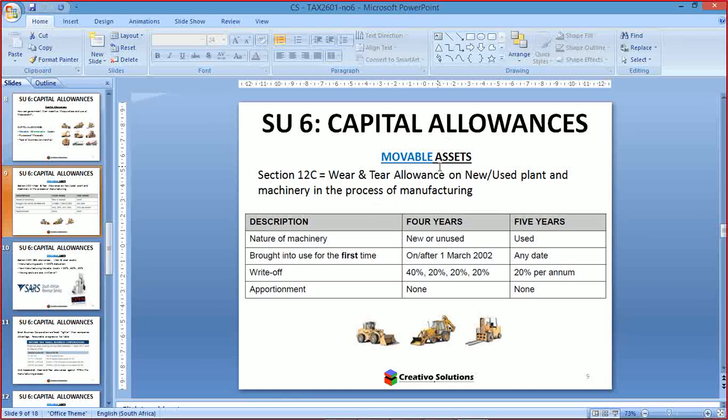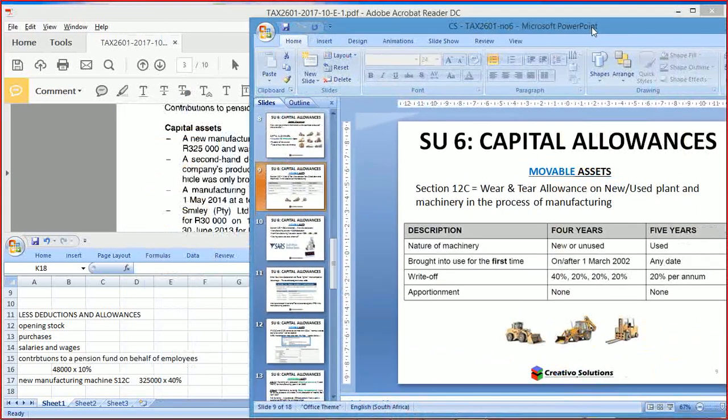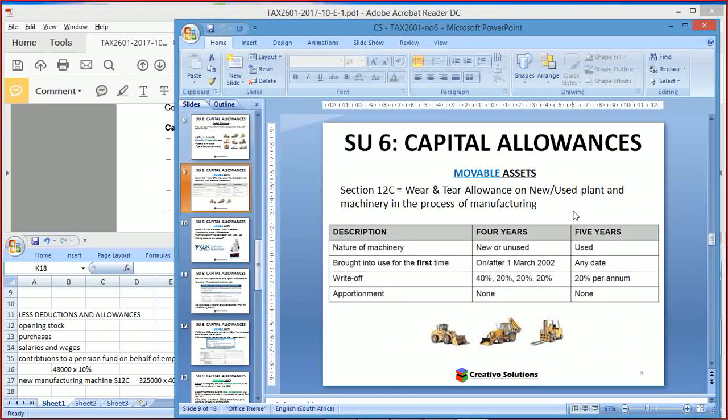Is it in the process of manufacturing? Yes, sir. Okay, so if it is in the process of manufacturing, what does that tell you about the asset? Manufacturing, yes or no? It's 5 years. Okay, new or unused? It's used. So if it's new or used, you've got 5 years to write it off. How much are you going to write off every month? Every year, not month. Yes, 20%.